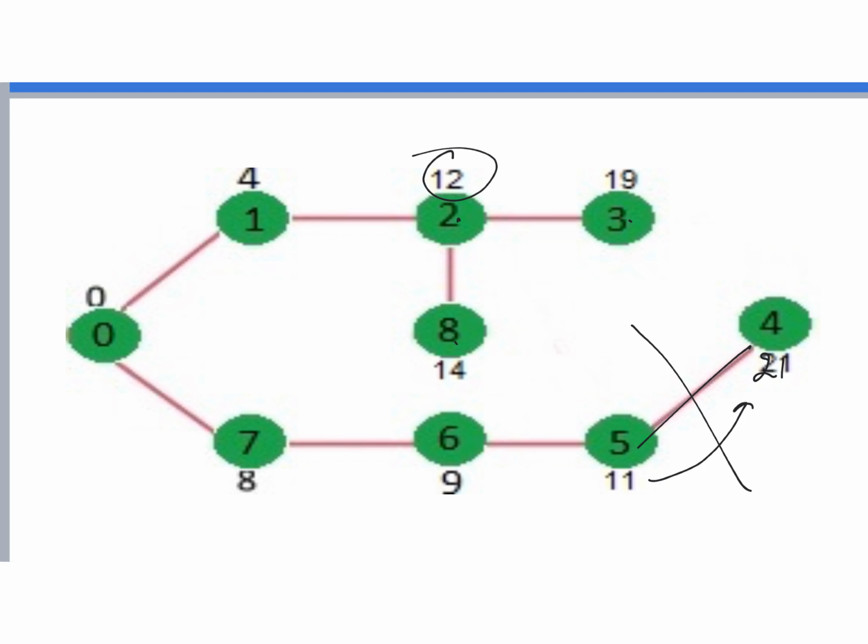So we go to 12, we take the distance, we go to 2, we visit 2 and go to 8 since it's 14. 14 is still less than 21. Then we go to 3, it's still less than 19. So what's the remaining point here?